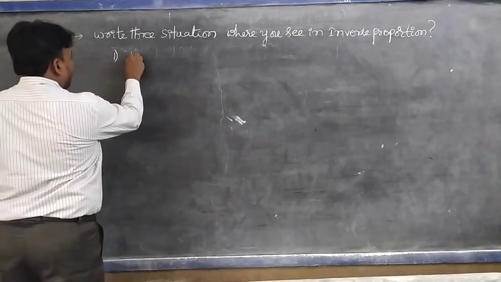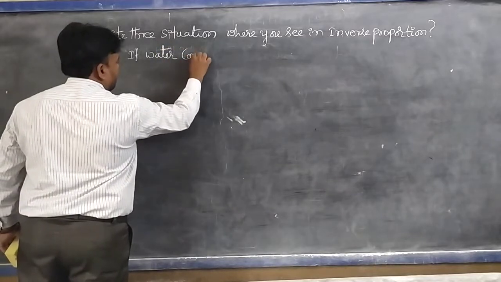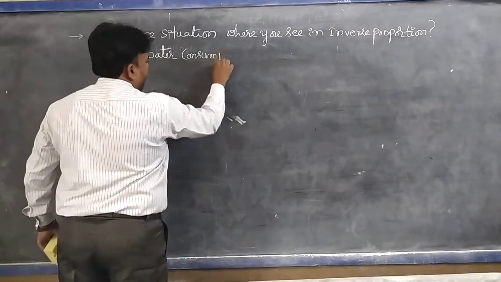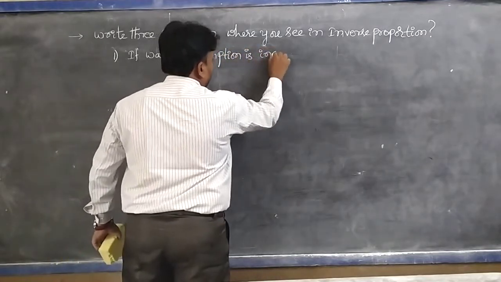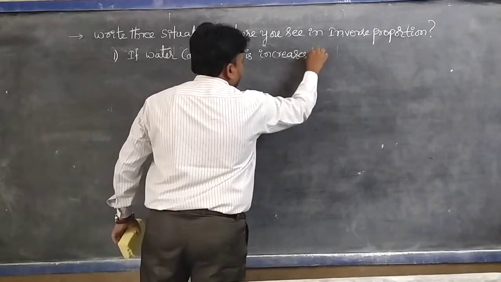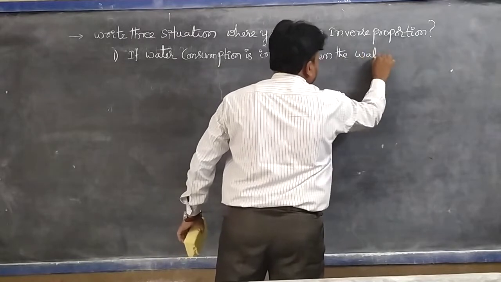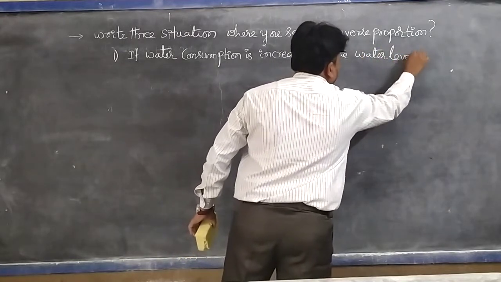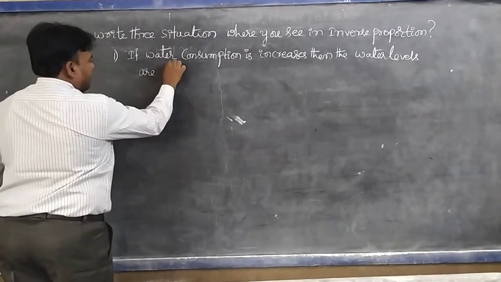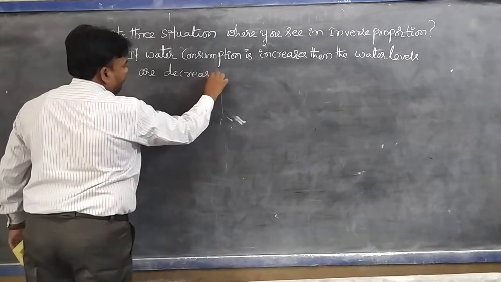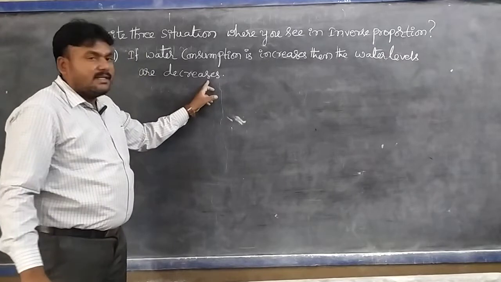First one: if water consumption increases, then the water levels decrease. Here one quantity increases, the other quantity decreases.